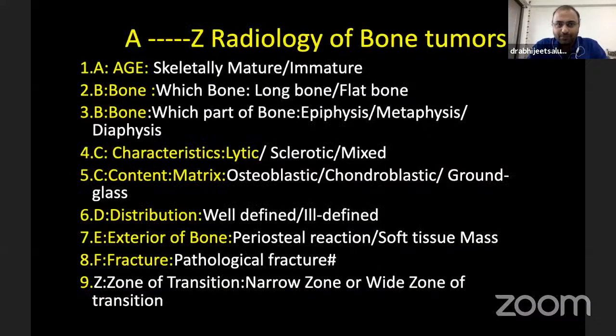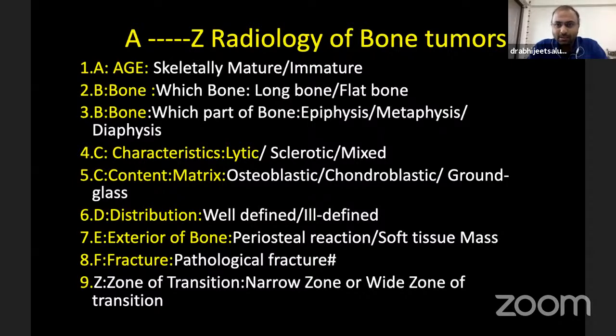it will be very easy to reach a diagnosis. So we are using a simple mnemonic, that is A to Z: A, age; B, bone, which part of the bone, which bone; C, characteristic; C, content; D, distribution; E, exterior of the bone; F, fracture; and Z is zone of transition. Like what we learned as ABCD in our childhood days, we are using the same formula: A, B, C, D, E, F, and Z. Z is the last letter, the last alphabet.